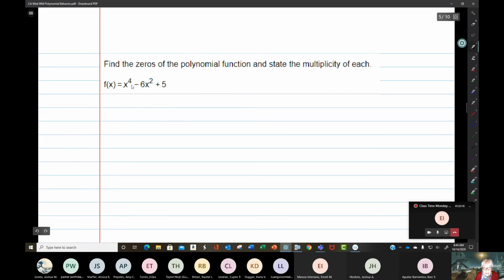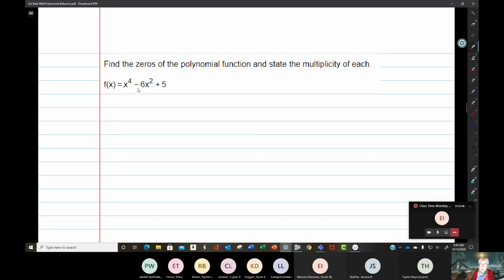Here we have x to the 4th minus 6x squared plus 5. This is a quartic, okay? It's not a quadratic. It's not a cubic, it's a quartic. And this is one of those rare situations where you've still only got 3 terms, so it's a trinomial. And the leading degree is 2 times the middle degree.